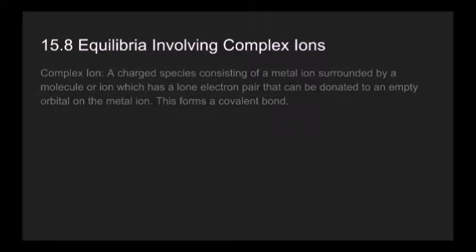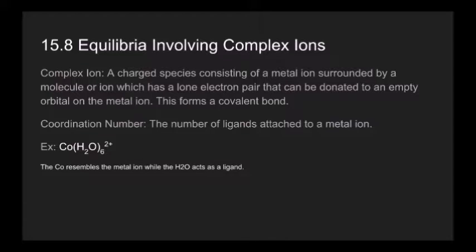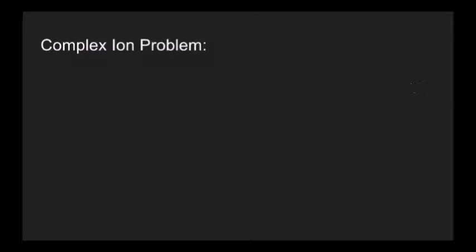Next section is equilibria involving complex ions. A complex ion is a charged species consisting of a metal ion surrounded by ligands, which have a lone electron pair that can be donated to an empty orbital on the metal ion. This forms a covalent bond. Coordination number is the number of ligands attached to a metal ion. For example, Co(H2O)6 2+. The Co represents the metal ion while the H2O acts as a ligand, and this will have a coordination number of 6 because there are 6 H2Os.